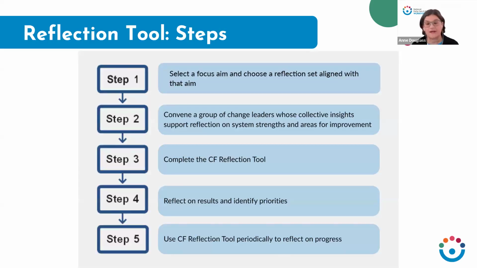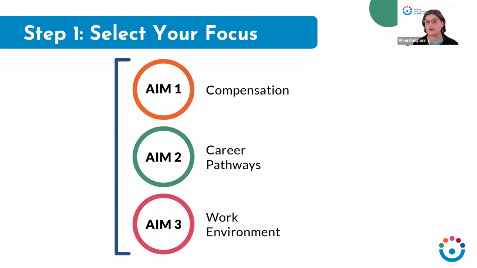So in the reflection tool, we offer a set of 5 steps that groups can use or adapt to use this tool. So I'll very briefly just review what those are. So the first step is to be clear about what aim you want to focus on. There's a tool associated with each aim, so there's 3 versions of this. If you're working on compensation, you pick the tool that's aligned to the compensation area. If you select more than one aim, say you want to work on career pathways and the intersection with compensation, then you would select both of those 2 tools.